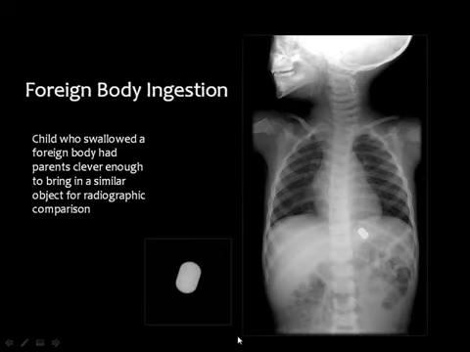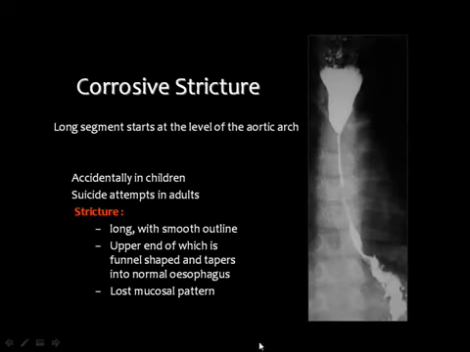chest X-ray. Then the detection of swallowed foreign bodies is easy if the foreign body is opaque, but if the foreign body is non-opaque, you will not see it in the plain film, and you may need some barium studies to detect the foreign body itself.